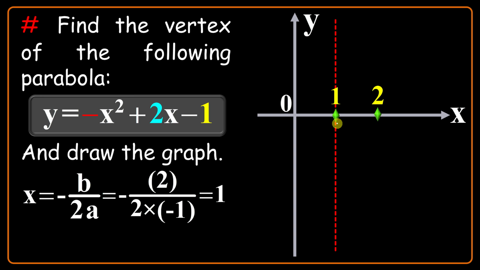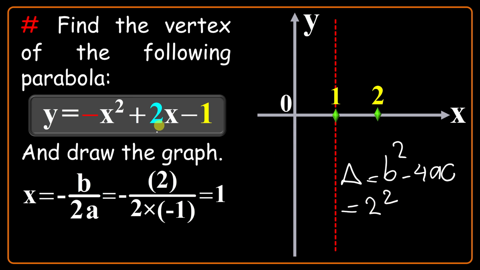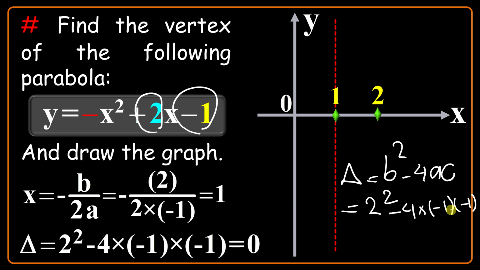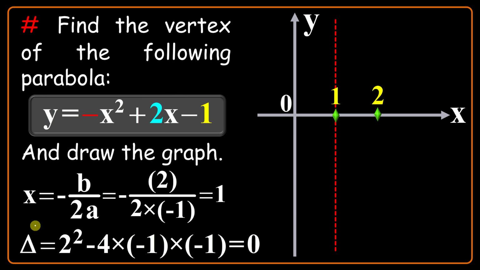Let's check the determinant again. You remember delta was b squared minus 4ac on the other hand. So b squared will be 2 to the power of 2, b is 2, minus 4 times a is -1, and c also is -1. As you see, delta is 0. It's also confirming that we have a double root. So the two roots are joining together at this point.